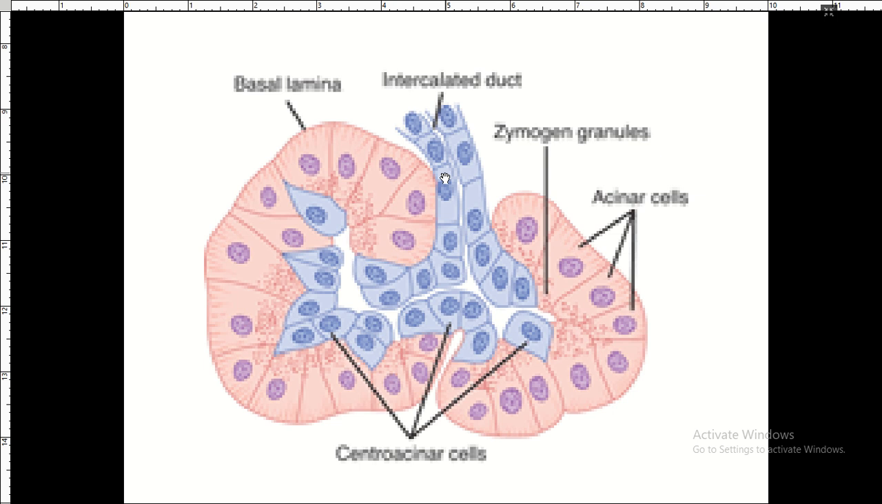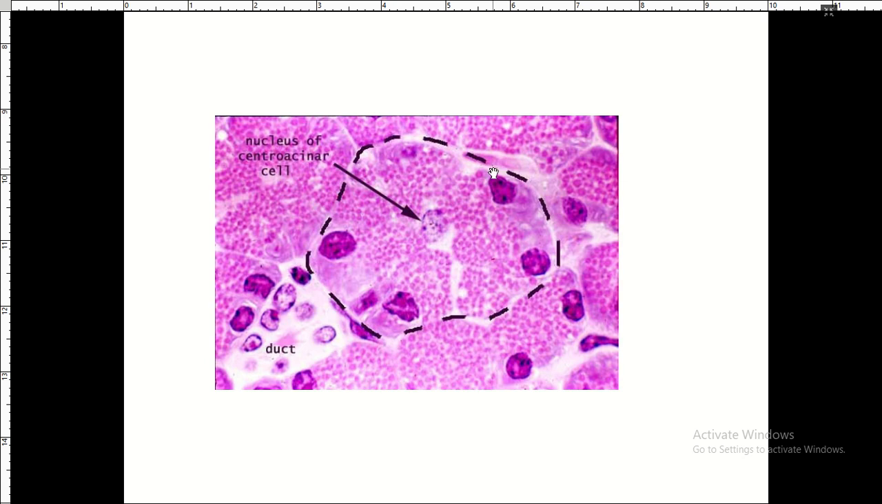From the intercalated, we go to the intralobular duct, then interlobular duct, and main pancreatic duct. That will join with the bile duct and enter the duodenum at the major duodenal papilla. So you can see the basal lamina, your acinar cell. You can see this eosinophilic nature, and this becoming a centroacinar cell.